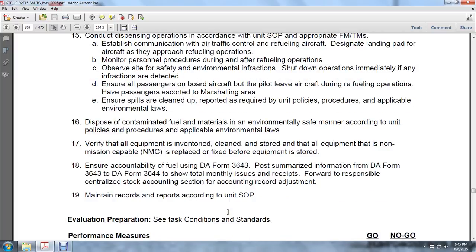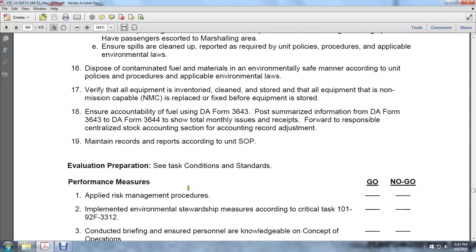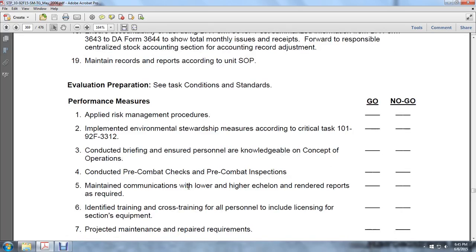Ensure accountability of the fuel using DA Form 3643. Post-summarize the information from DA Form 3643 and DA Form 3644 to show the total monthly issues and receipts. Forward to the responsible centralized accounting section for the accounting record adjustment. Maintain the records and reports according to the SOP. Standard operating procedure evaluation preparation.